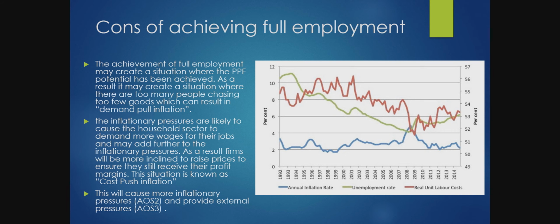So what are some negative things about achieving full employment? Well, the achievement of full employment may create a situation where the PPF potential has been achieved. As a result, it may create a situation where there are too many people chasing too few goods. This situation is known as demand pull inflation. The inflationary pressures are likely to cause the household sector to demand more wages for their jobs, and may add further to the inflationary pressure. As a result, firms will be more inclined to raise prices to ensure they still receive their profit margins. This situation is known as cost push inflation. We'll look into this when we cover inflation in a little more detail.